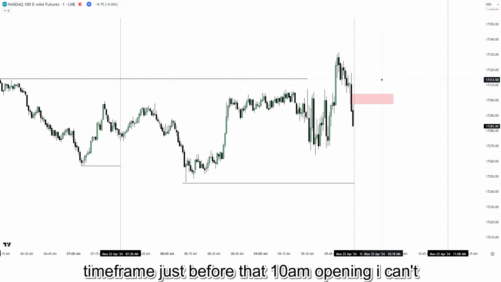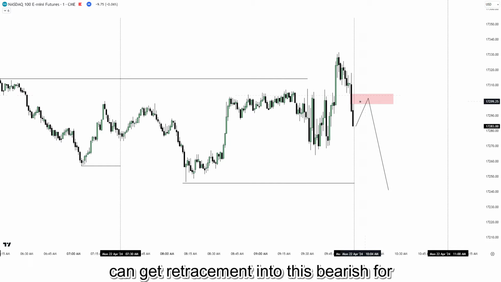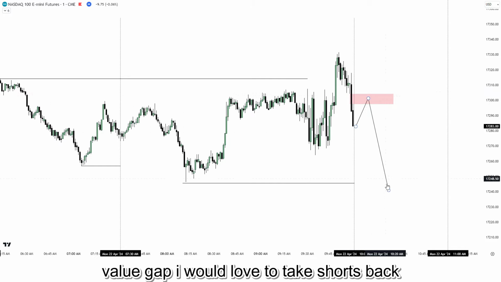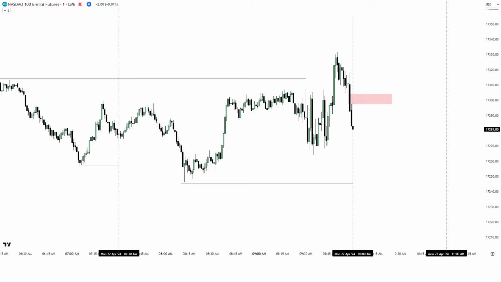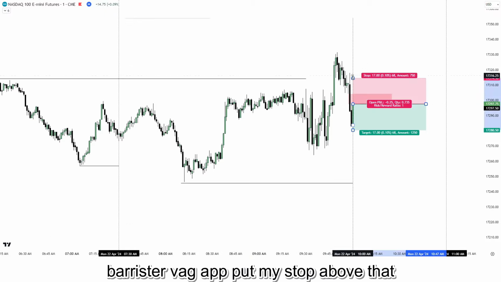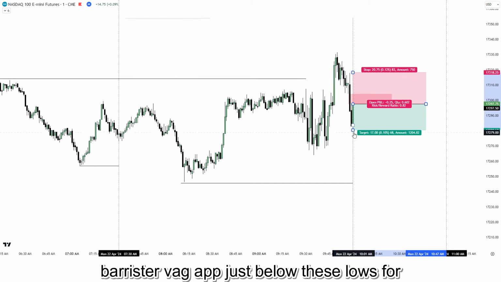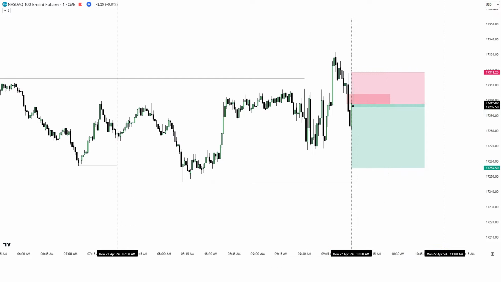Coming into the 1 minute time frame just before that 10 a.m. opening, I can identify this bearish fair value gap. If we can get a retracement into this bearish fair value gap, I would love to take shorts back down below these lows. So let's see what happens. 10 a.m. opens, we retrace back into this bearish fair value gap, put my stop above that bearish fair value gap, just below these lows for a 2 to 1 hour. Let's see how this then plays out.